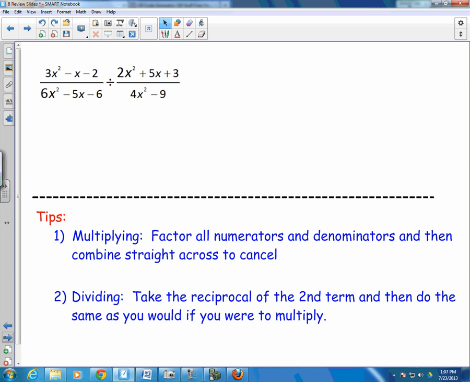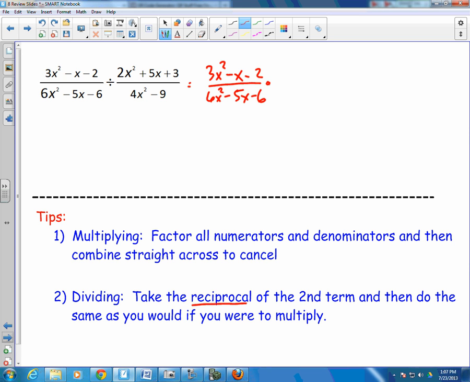So that's a multiplying example. Here's a dividing example. When dividing, take the reciprocal of the second term and then do the same as you would if you were to multiply. So it's the same thing. I'm just going to rewrite it first as the same exact thing: 3x squared minus x minus 2 over 6x squared minus 5x minus 6.